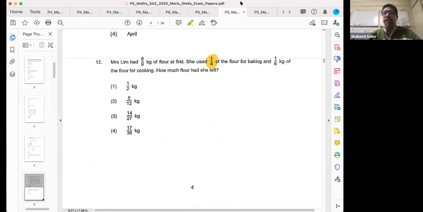I repeat, if this is kg, 8/9 minus 1/4 minus 1/6, but this is not kg. You've got to find out how much this is first. How to find out? 1/4 of means times 8/9. Then you know how much is 1/4. Well done, Carissa, first one to get it right.